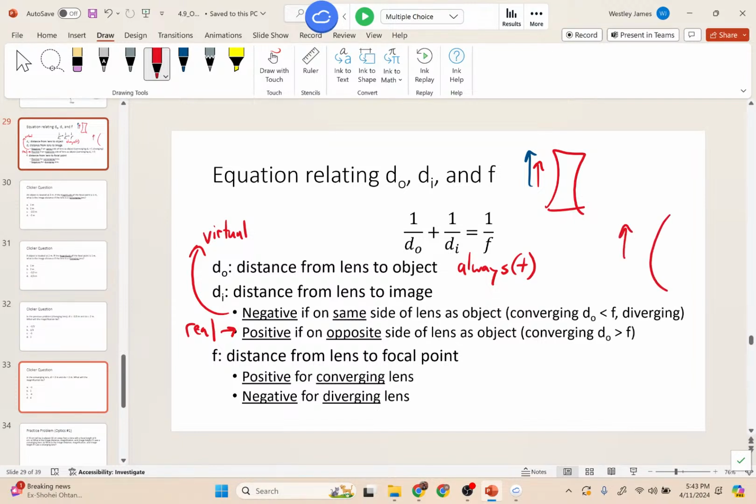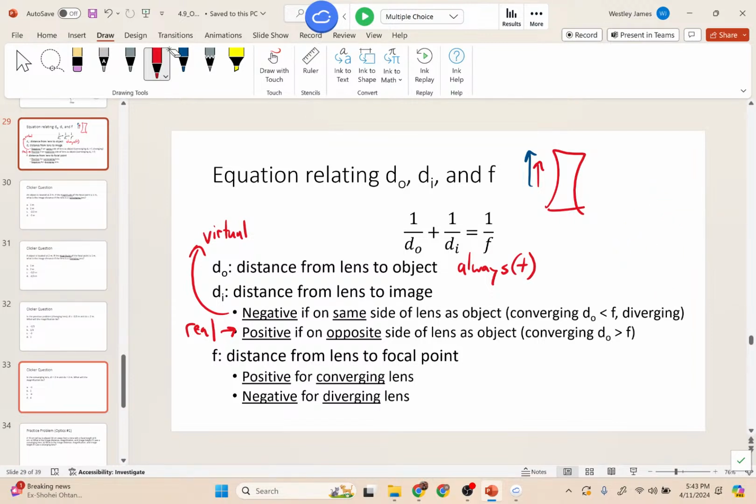If you have an object here, so this is a mirror, and I'm going to erase this afterwards. If your image is on the other side of the mirror, that's weird. Light doesn't go through mirrors. That's a virtual image. DI is negative. Where does it make sense for light to be? If it's on the side that makes sense, DI is positive. If it's on the side that doesn't make sense, DI is negative. That's the way I remember it.